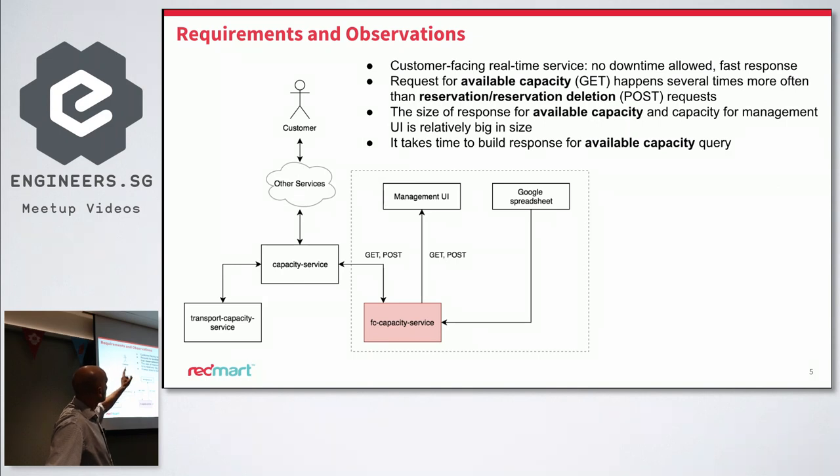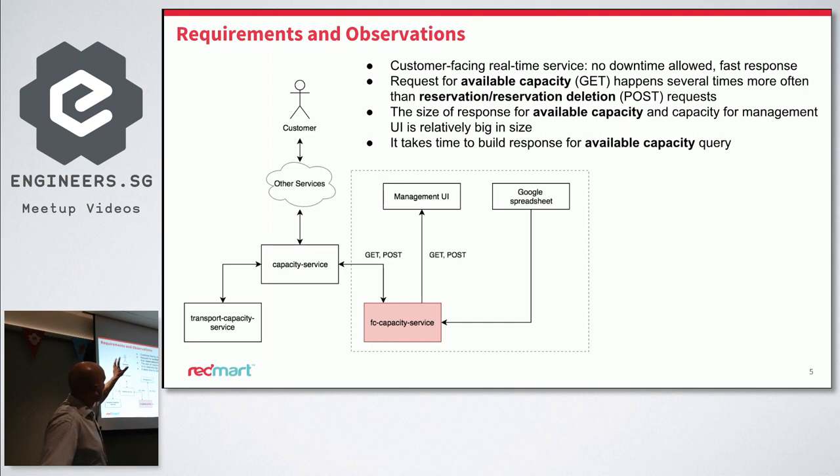Next, observations. All the requests for available capacity, which is GET, happen several times more often than the reservation or reservation deletion. This is the first observation. The second observation is that the available capacity GET request and the GET for management UI are pretty heavy in size, and it takes relatively long to build them. We are talking about hundreds of milliseconds, but it still affects. Especially available capacity for customers happens all the time. Whenever customers search for delivery slots, they constantly bombard the service to read this information.